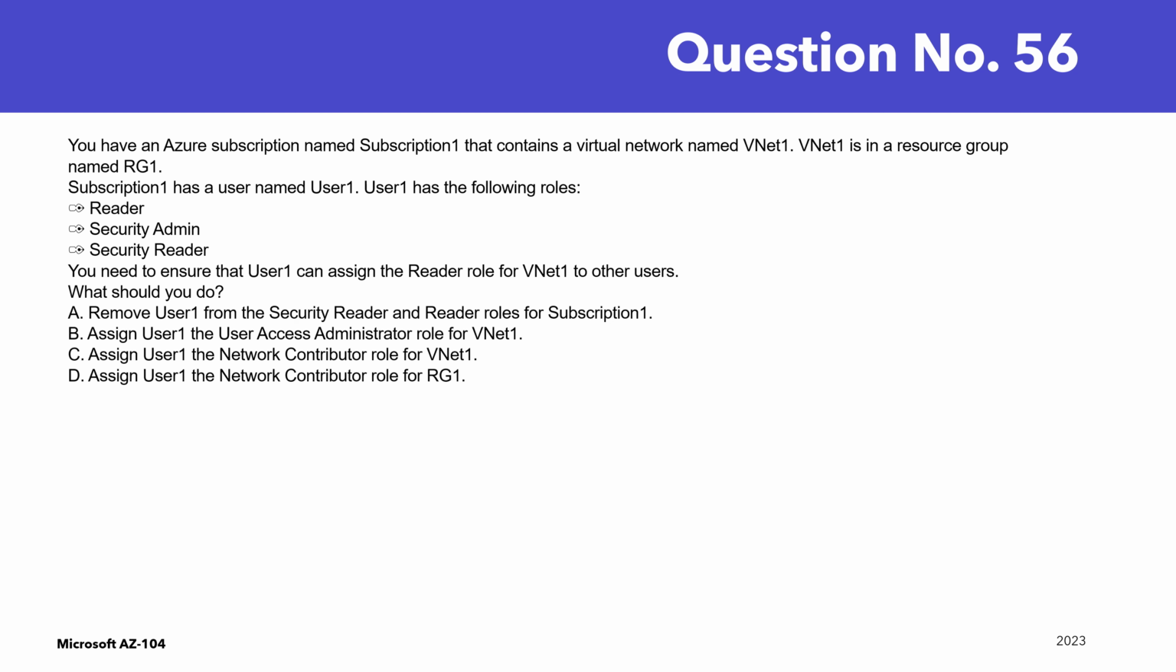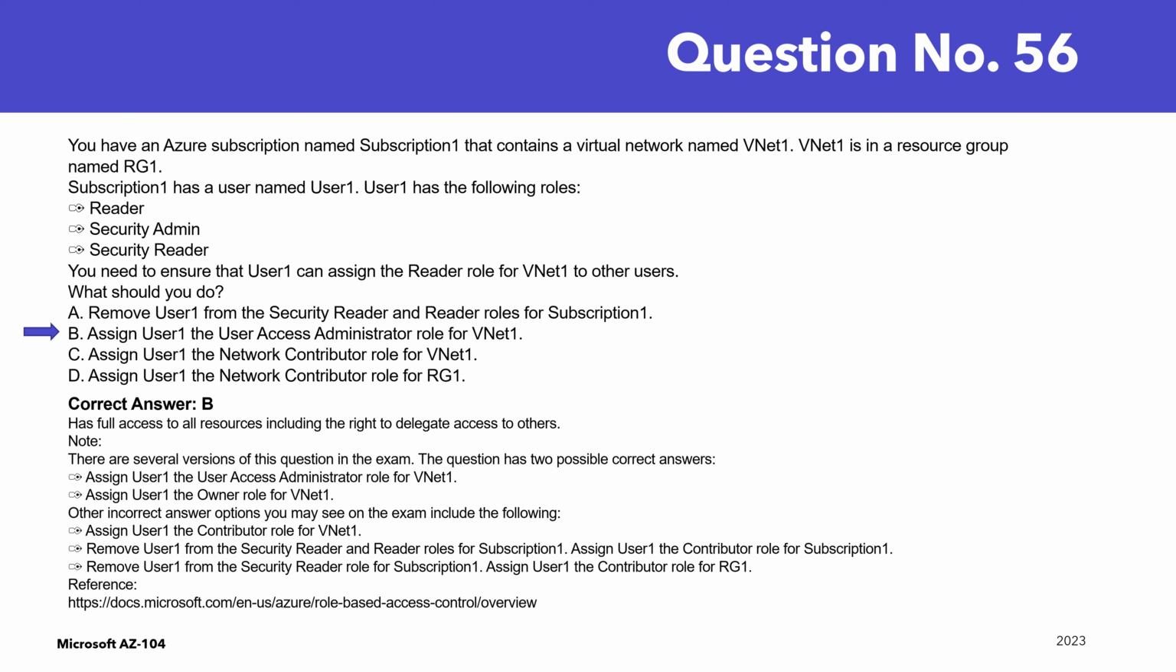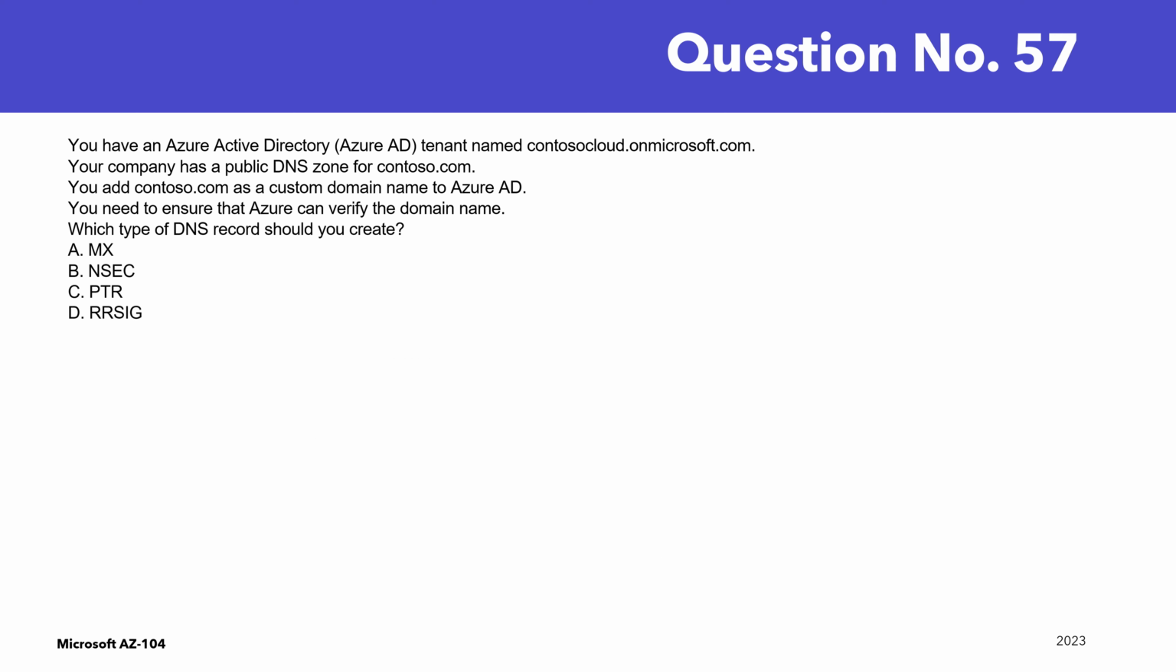What should you do? A. Remove User1 from the security reader and reader roles for Subscription 1. B. Assign User1 the User Access Administrator role for VNet1. C. Assign User1 the Network Contributor role for VNet1. D. Assign User1 the Network Contributor role for RG1. Correct answer: B.